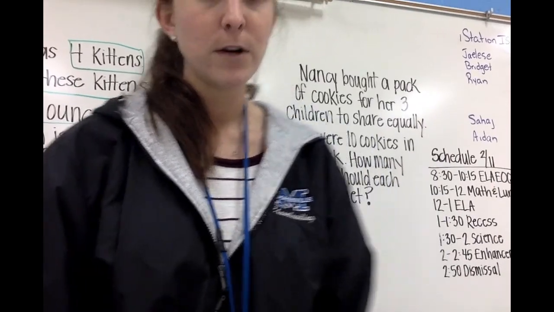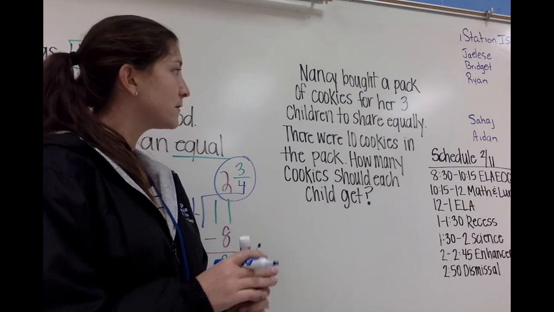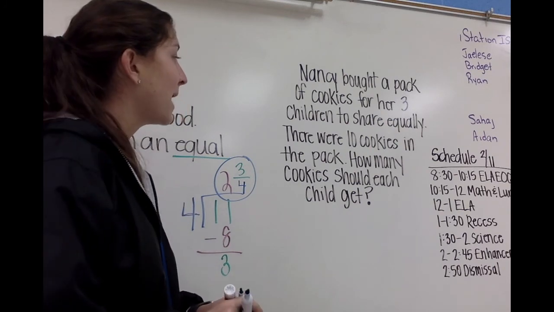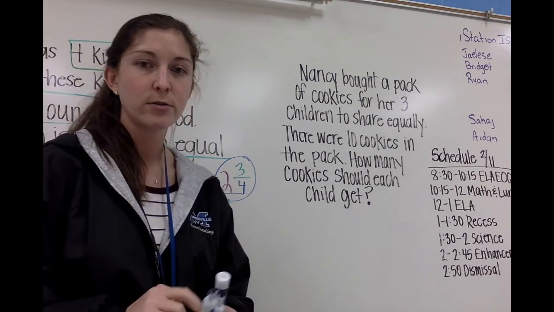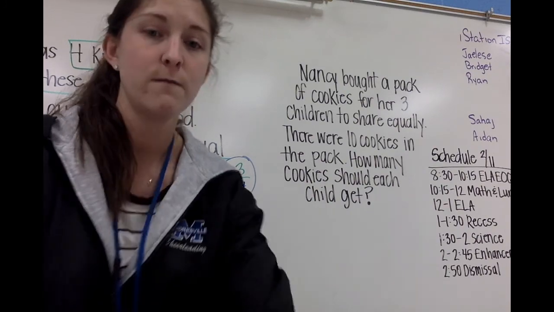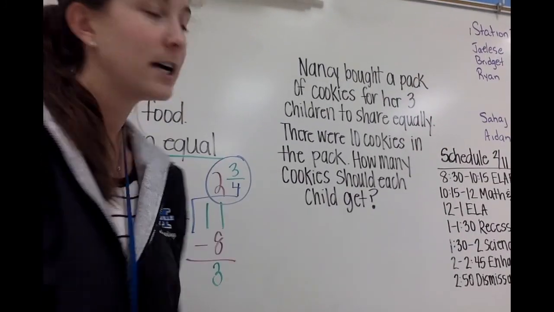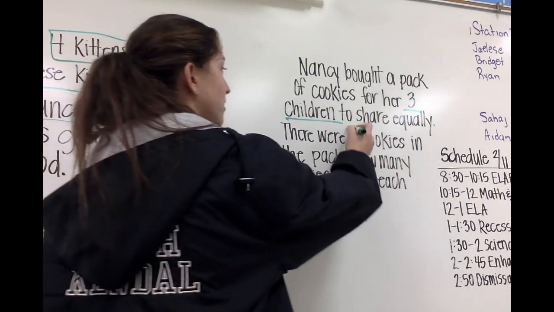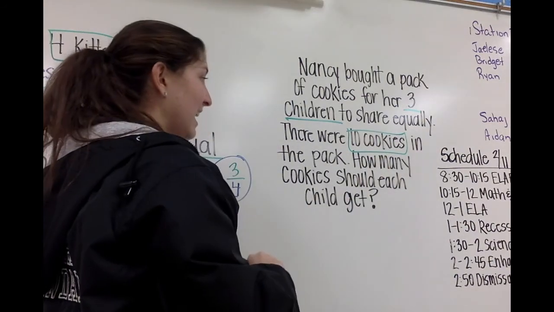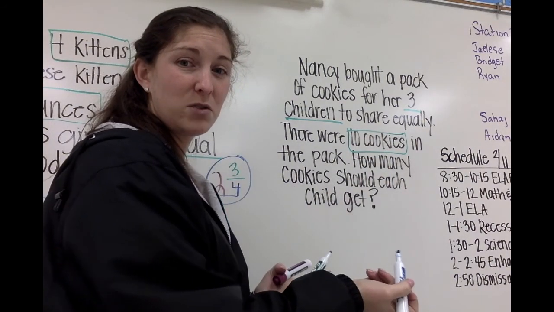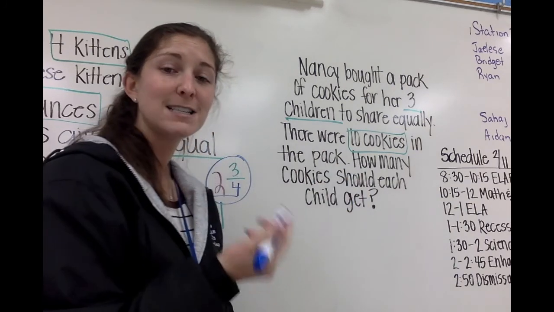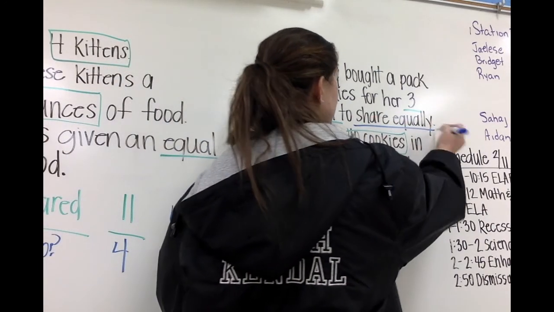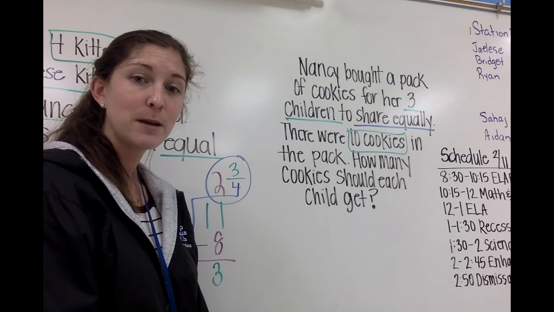The last problem over here says Nancy bought a pack of cookies for her 3 children to share equally. There were 10 cookies in the pack. How many cookies should each child get? So again, I'm going to start with my important information there. I need to know that she has 3 children. I need to know that there were 10 cookies. And I need to know what operation I'm doing here. So I've got to look for words that tell me the operation that I'm going to be doing. In this problem here, the words would be shared equally. That tells me that I'm going to divide.